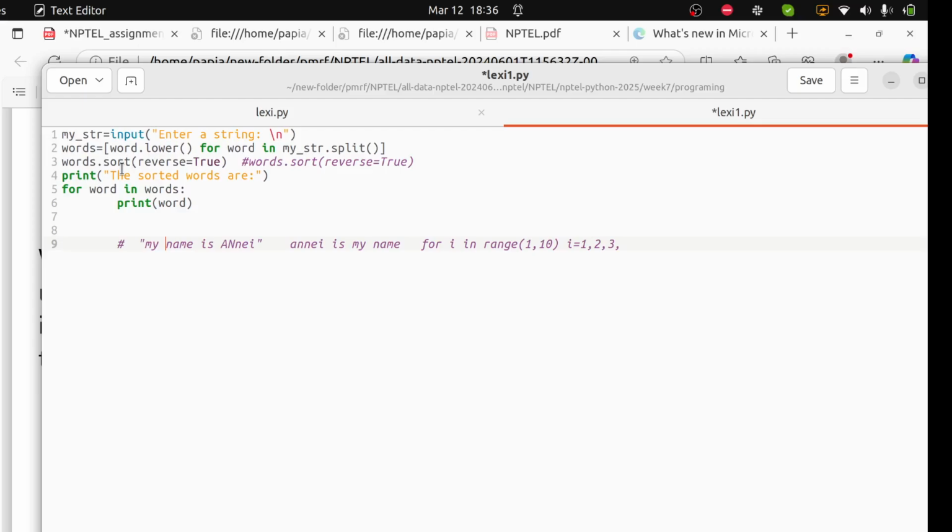These four words will be sorted. So we will just have the sorted version of this. If I have the sorted version of this, then I will have the sorted words of this.